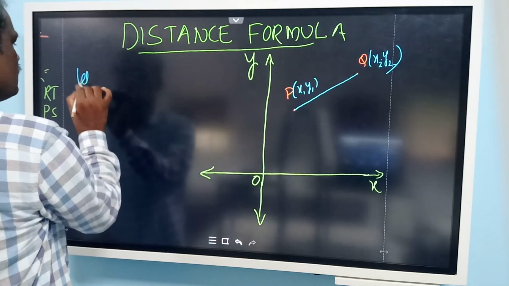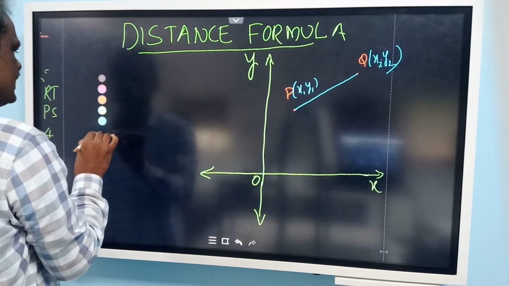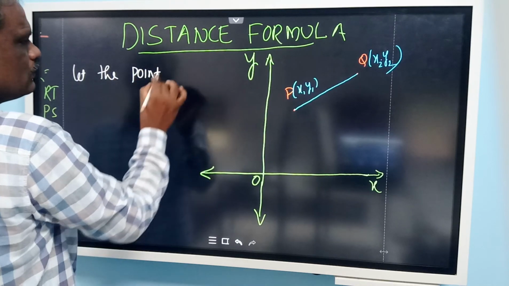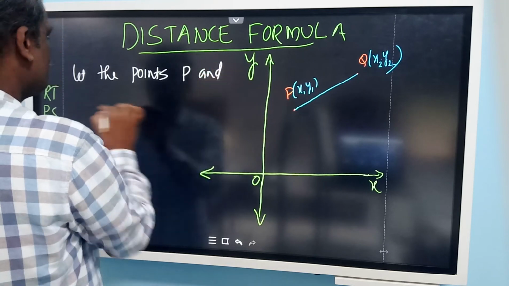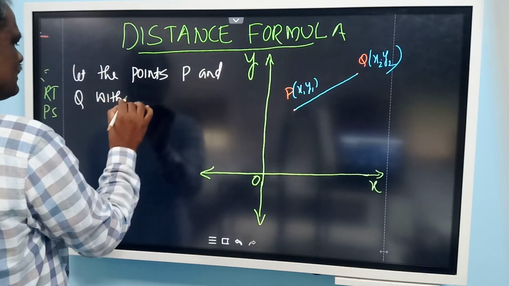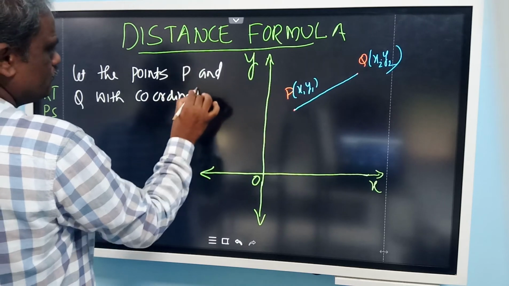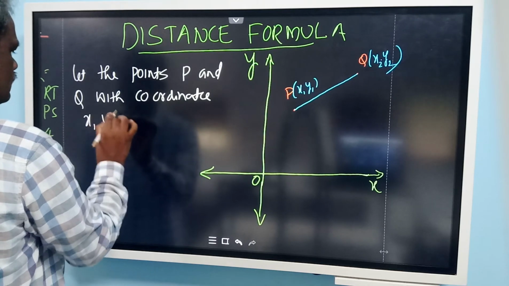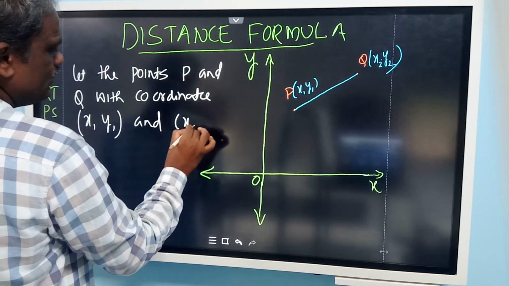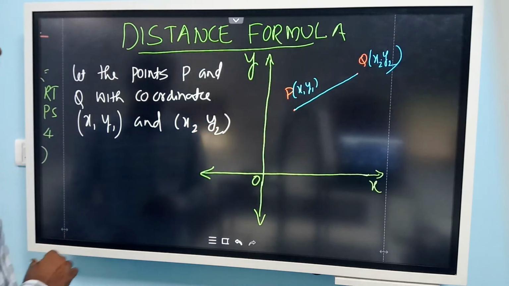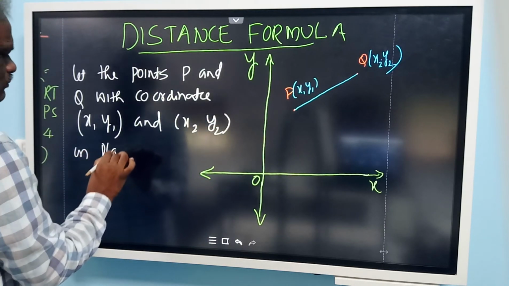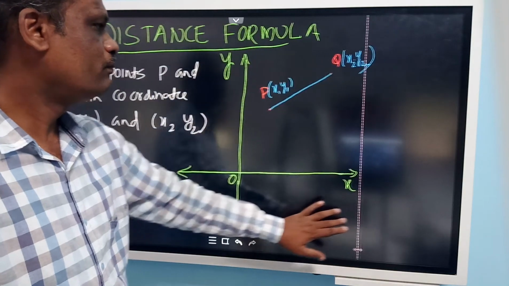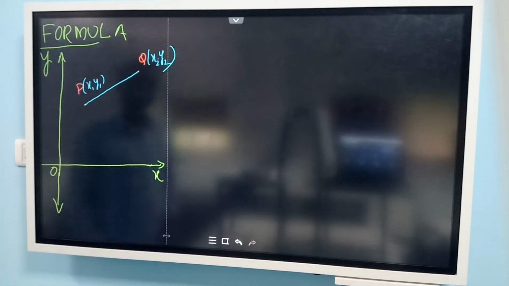I will write the coordinates of the points. Let the points P and Q have the coordinates x1, y1 and x2, y2 on the plane. We have taken two points, x1, y1 and x2, y2, as P and Q. Now let us find out the distance PQ.